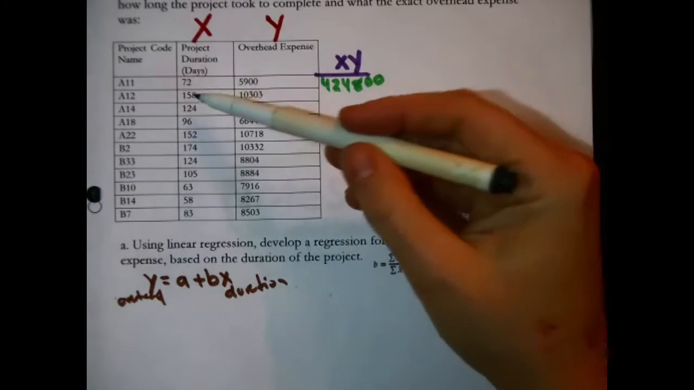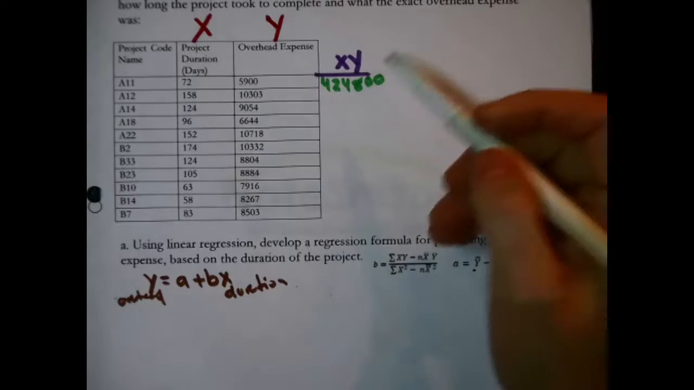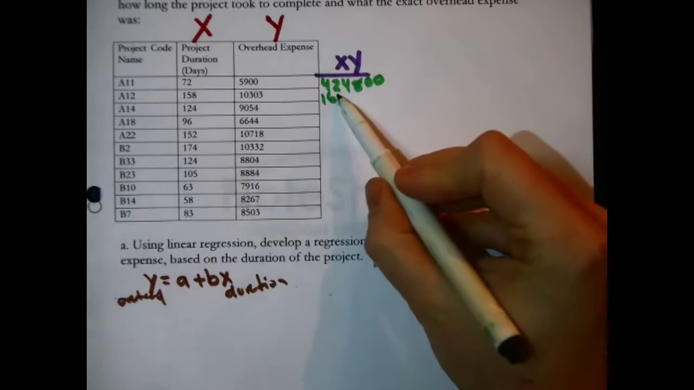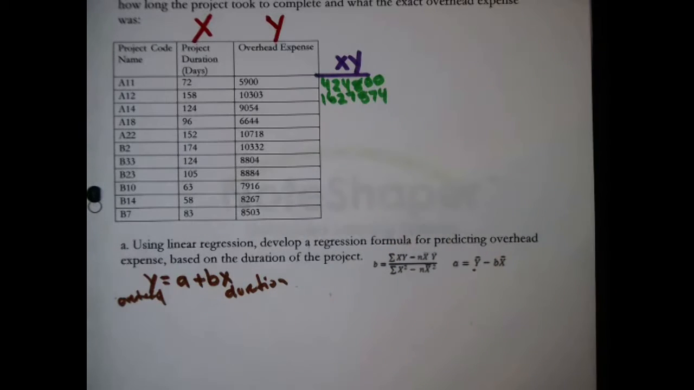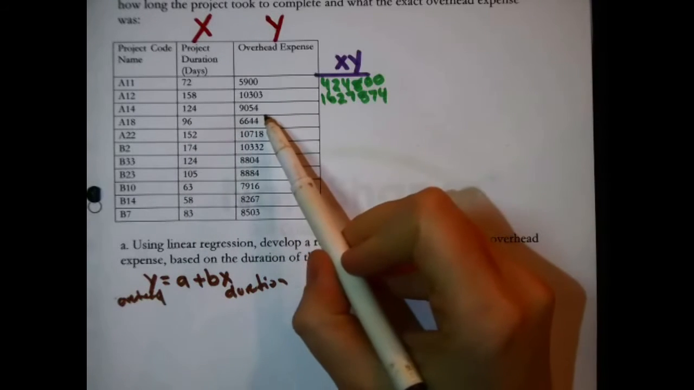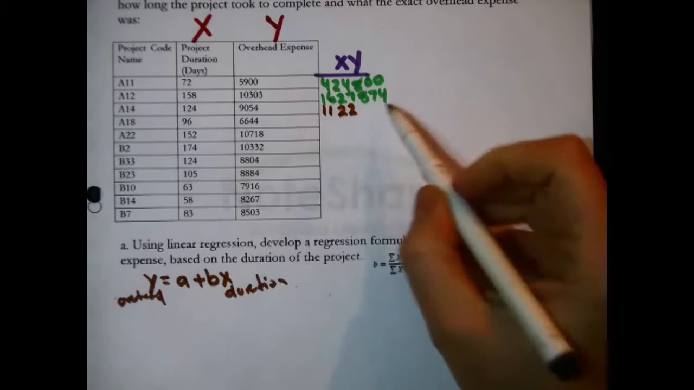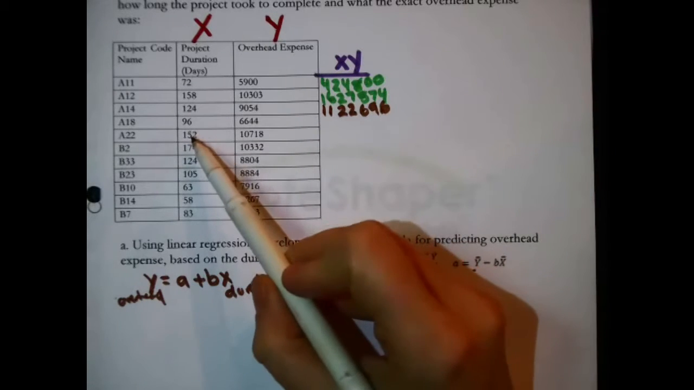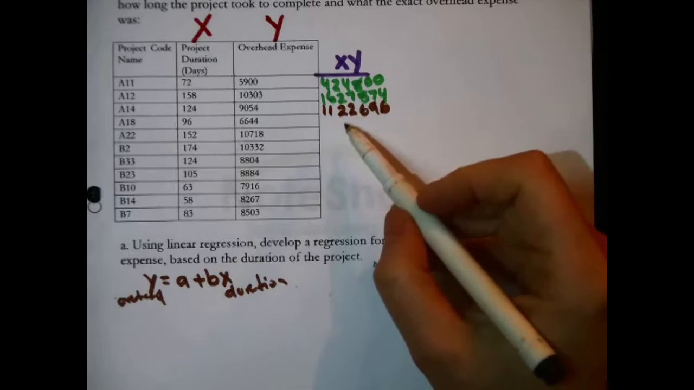Versus the second project, 158 times 10,303. On my calculator, I get 1,627,874. All right, then keep going. For the third one, 124 times 9,054. All right, I got 1,122,696. And then the fourth project, 96 times 6,644. I got 637,824.